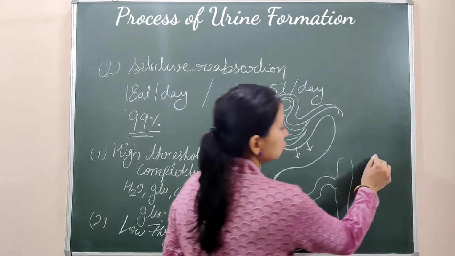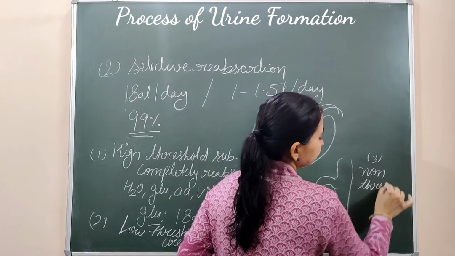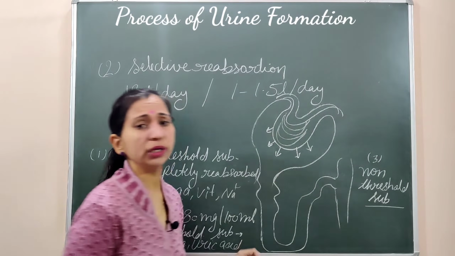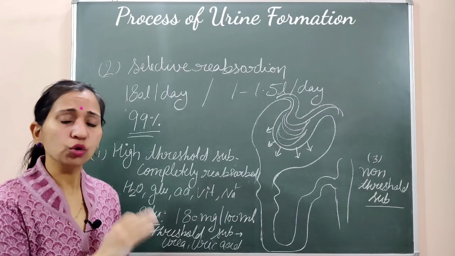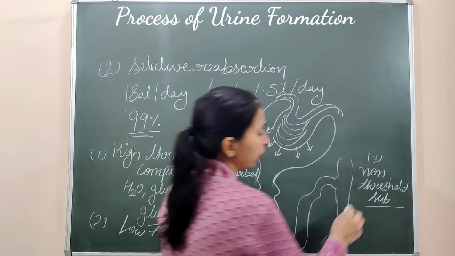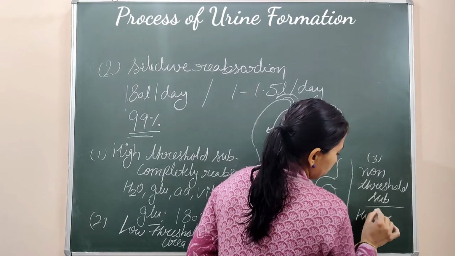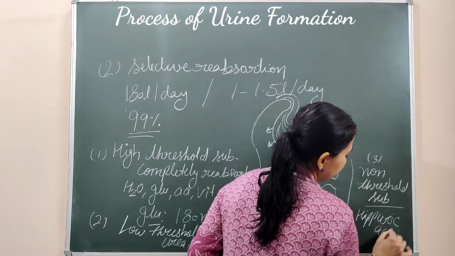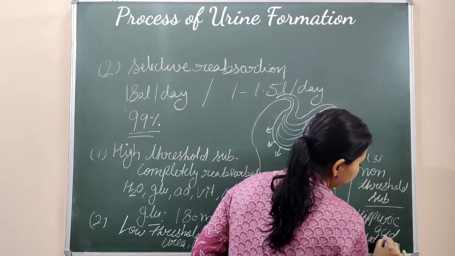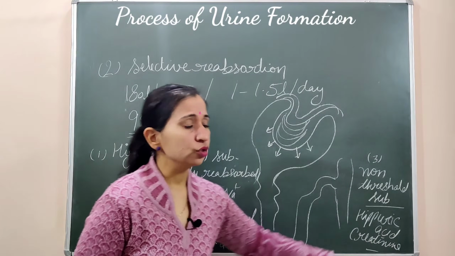And the third category is known as non-threshold. Non-threshold substances means they do not reabsorb at all. If they have come into the filtrate, they will not be absorbed at all. They will be released with the urine from the body, so their absorption does not happen again. Here we are including heparic acid and creatinine. These are the non-threshold substances. They will not reabsorb again into the body. They will be excreted out.